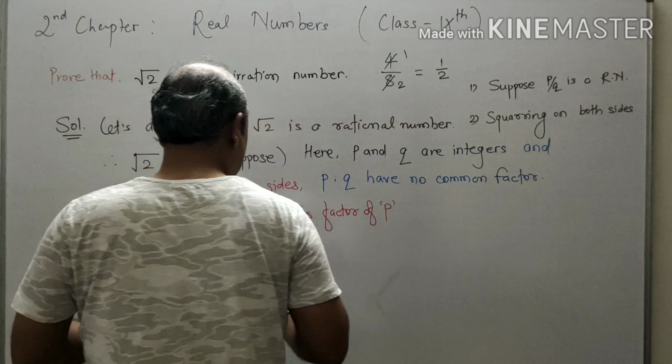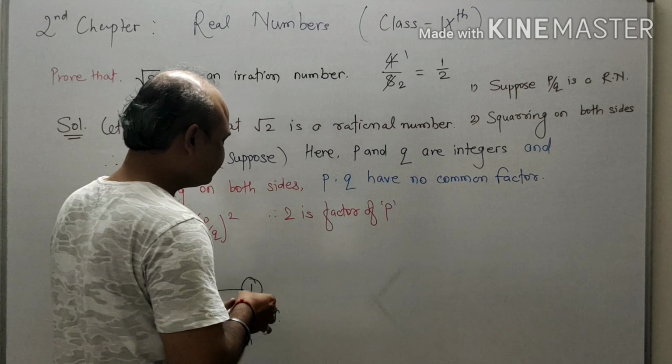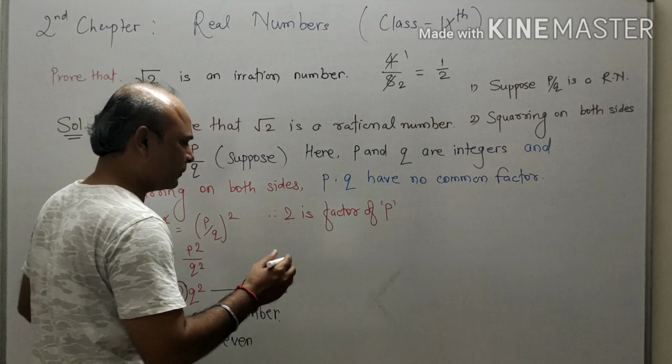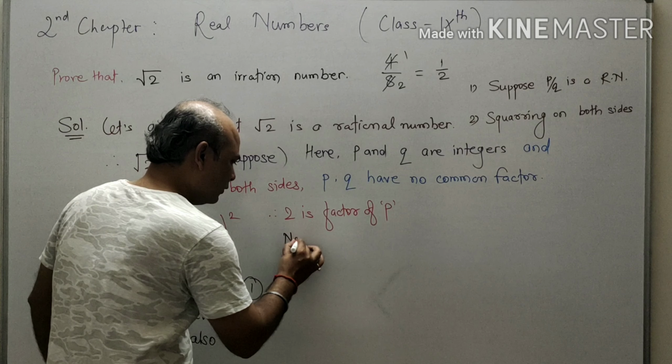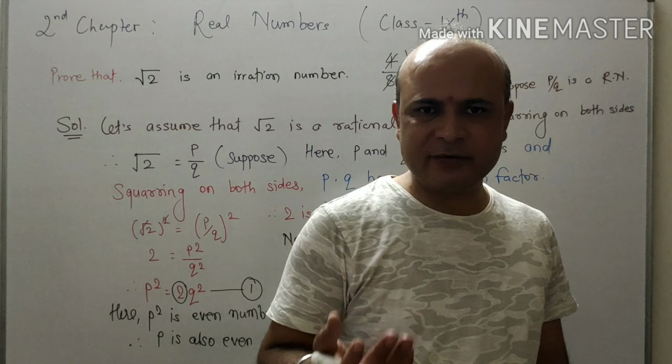Student, now I will suppose, if 2 is a factor of p, so now let us suppose that p is an even number.